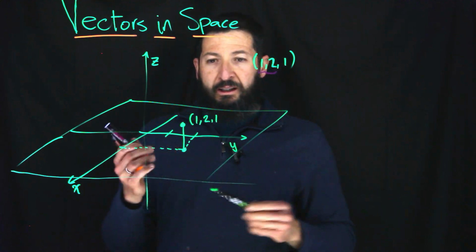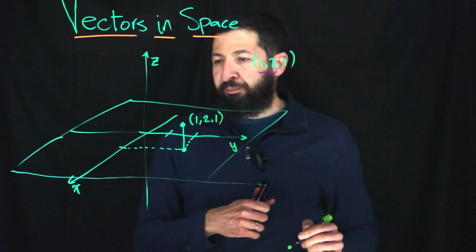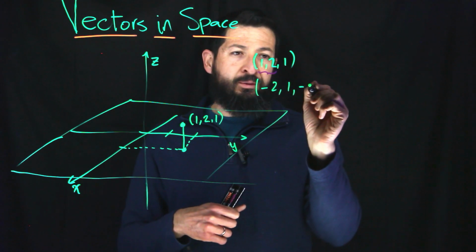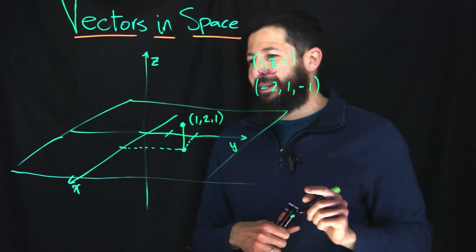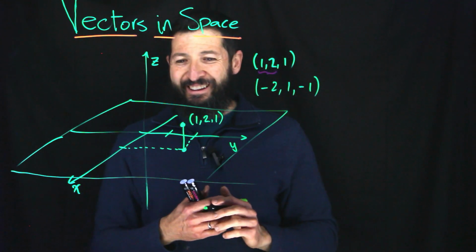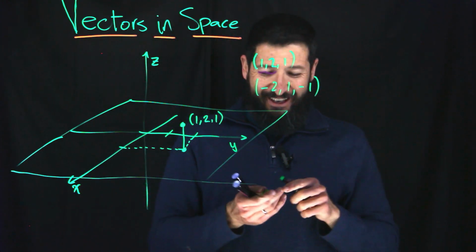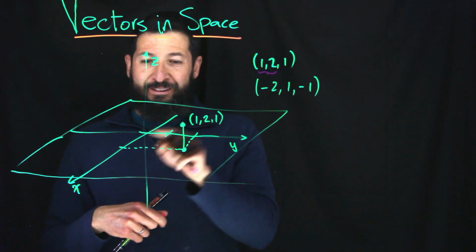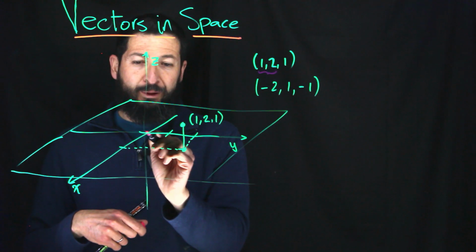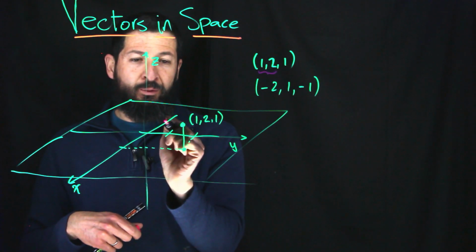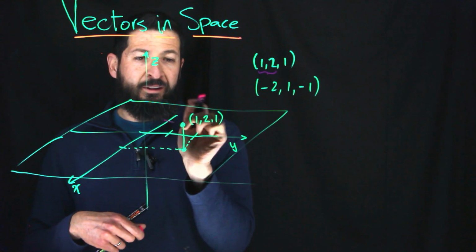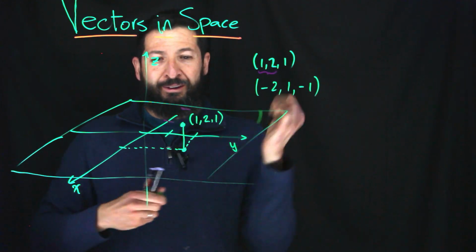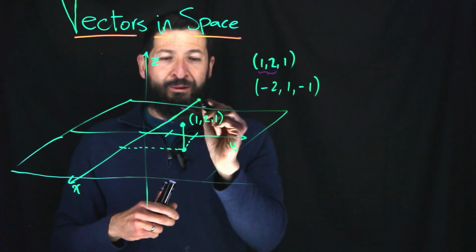So let's do a few more points. So this would be my point 1, 2, 1. Let's do a negative 2, 1, negative 1. All right, so we're going to do negative 2 in the x. So I'm going to go here. So this is the 1 distance. I'm going to need another distance over here. I guess my axis should have been a bit longer in the negative direction.